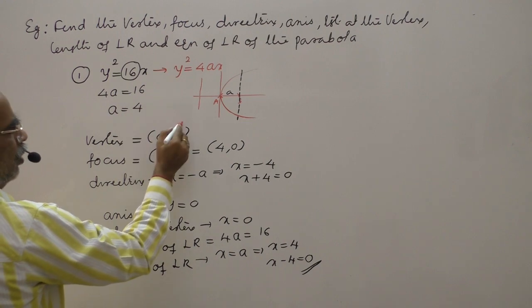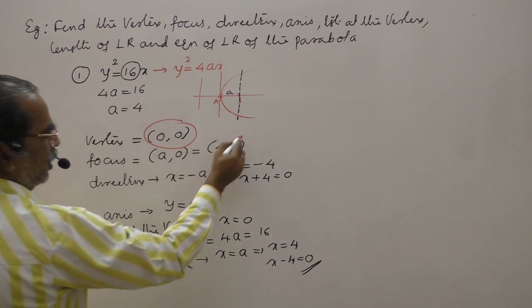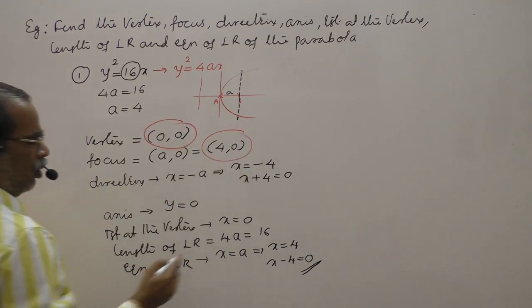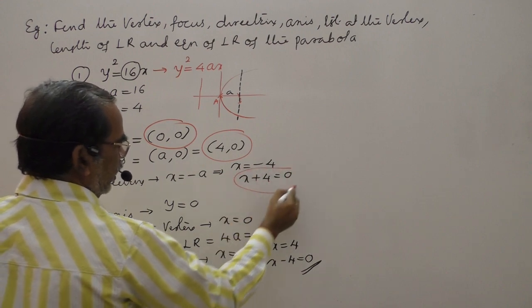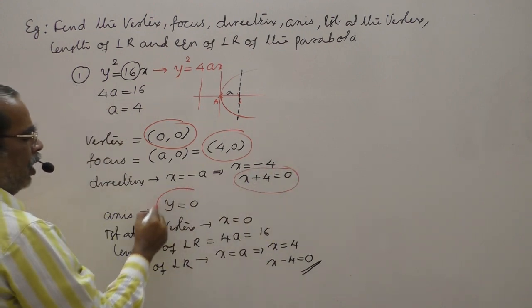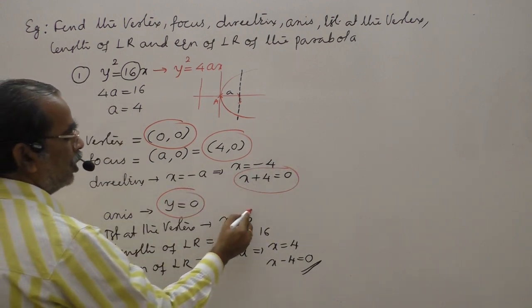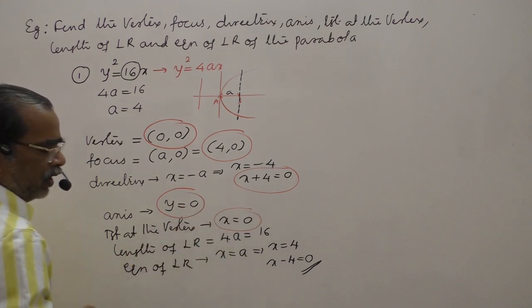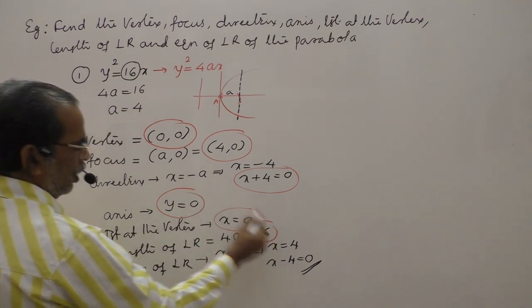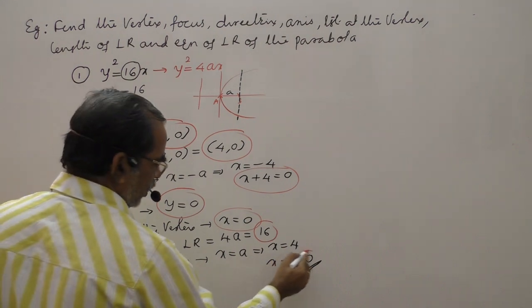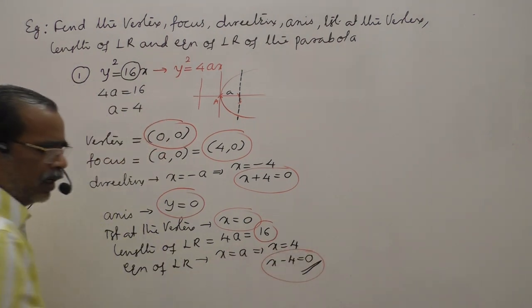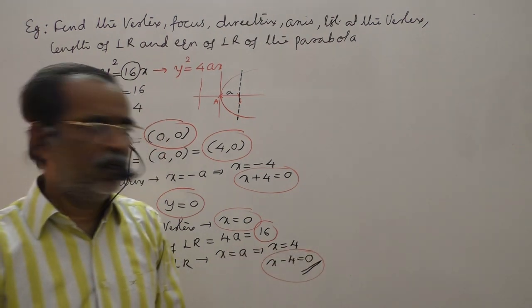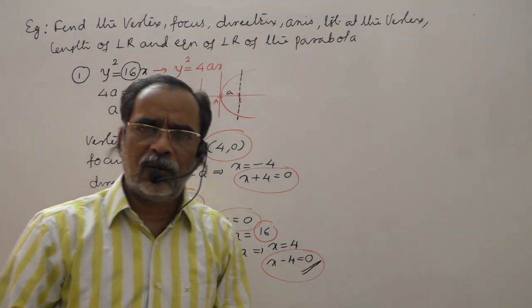For this parabola, 0, 0 is the vertex, 4, 0 is the focus, directrix is x plus 4, axis is y equal to 0, tangent at the vertex x equal to 0, length of the latus rectum 16, equation of the latus rectum x minus 4 equal to 0.